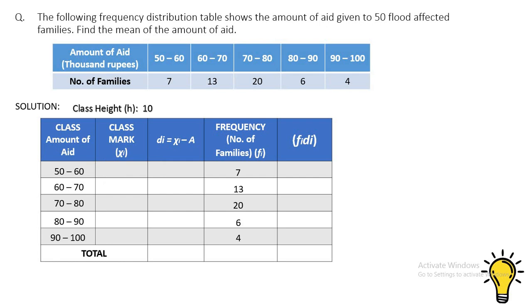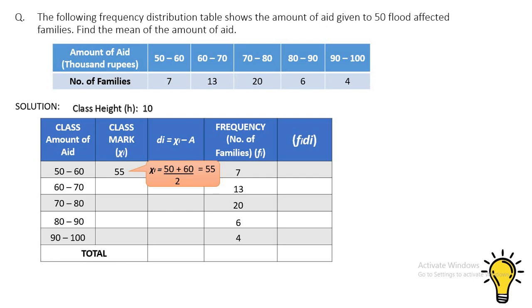Now moving further, we have to find out class mark, which is denoted by xi. We have already understood and know the formula from the previous video. How do we calculate class mark? Yes, you are correct. Add the lower limit to the upper limit and divide by 2. That means 50 plus 60 divided by 2. That means 110 divided by 2 gives you 55. So easy, right?